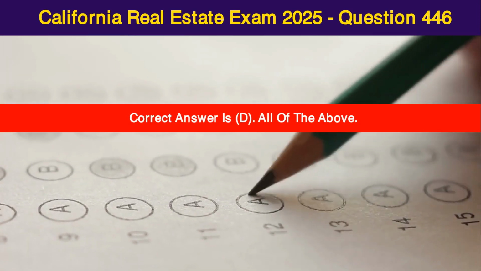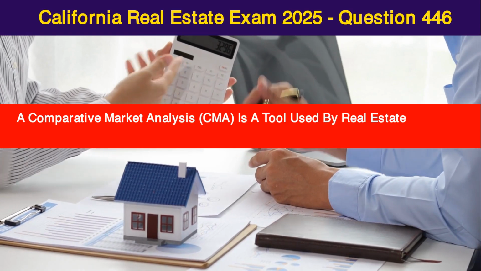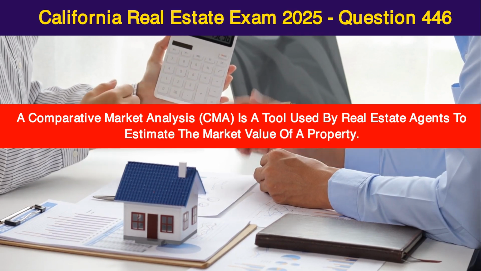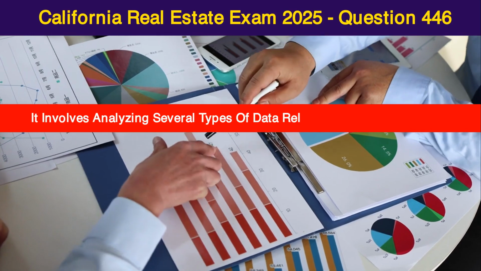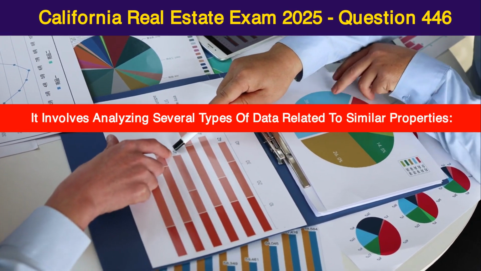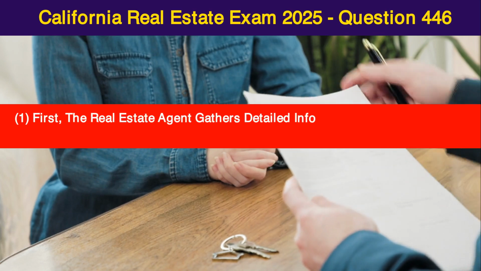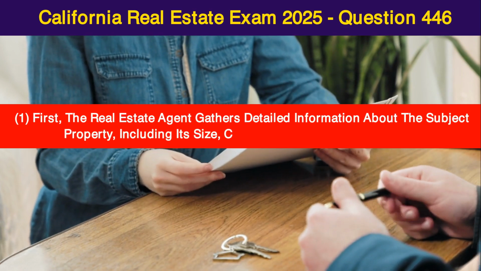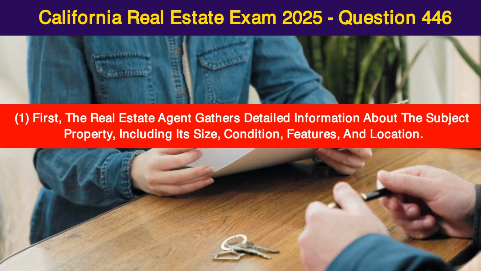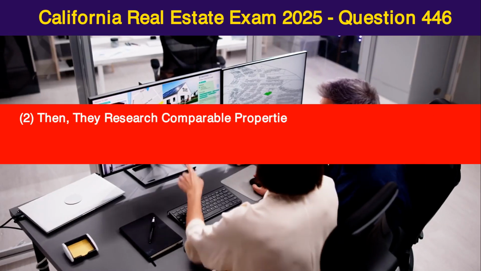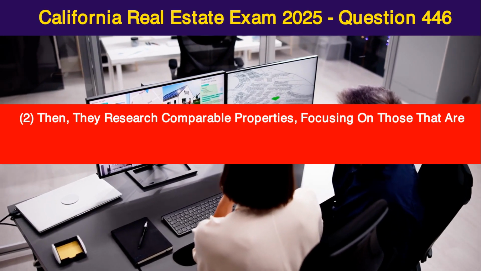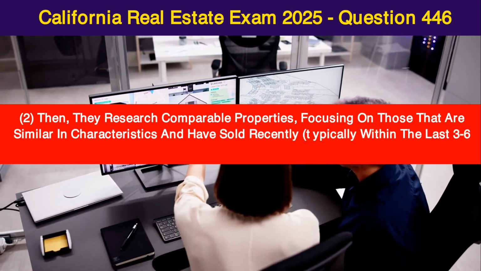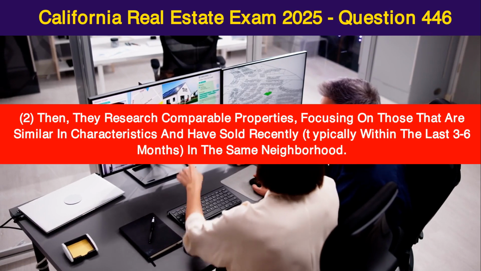All of the above. A comparative market analysis, CMA, is a tool used by real estate agents to estimate the market value of a property. It involves analyzing several types of data related to similar properties. 1. First, the real estate agent gathers detailed information about the subject property, including its size, condition, features, and location. 2. Then, they research comparable properties, focusing on those that are similar in characteristics and have sold recently, typically within the last 3-6 months, in the same neighborhood.